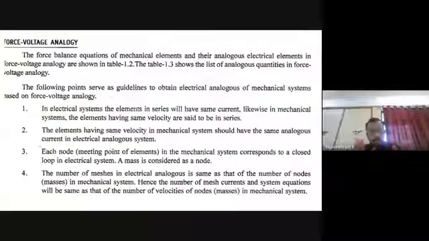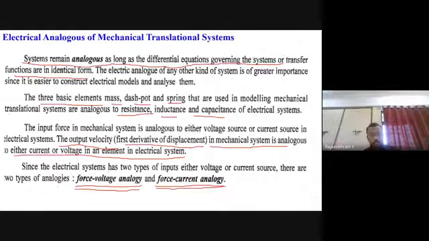So the same procedure what we have discussed in the mechanical translational as well as mechanical rotational system, we have the list of procedures how to proceed the problem. The same thing is the guidelines are given for the first case, force voltage analogy. So first we are discussing the force voltage analogy. First thing is force voltage.